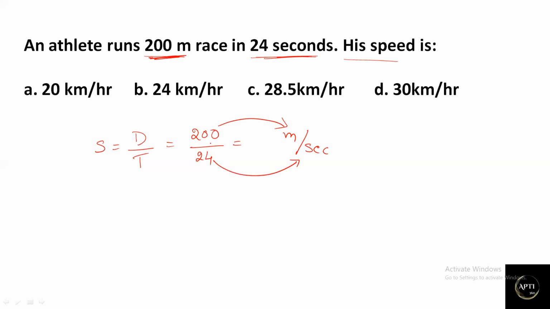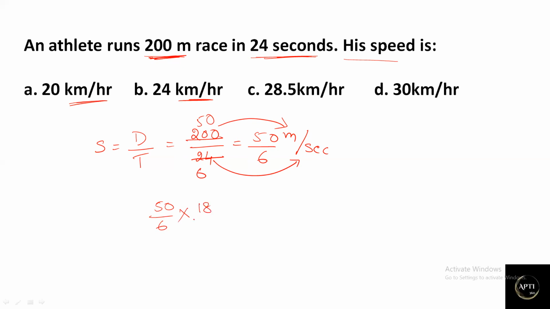Now what's the value here? 200 divided by 24, we can cancel it out. 6 times, and here 50. Now I can write it as 50 divided by 6, so 50 by 6 meters per second. But if you observe, the options are given in kilometers per hour. Don't write it in decimal, just keep it like that, and convert meters per second into kilometers per hour.